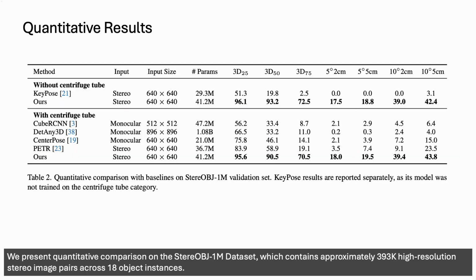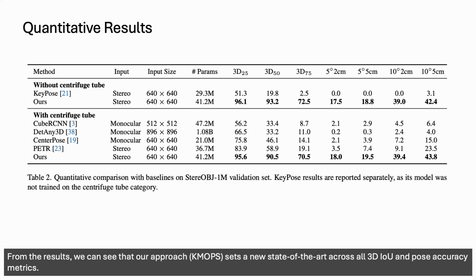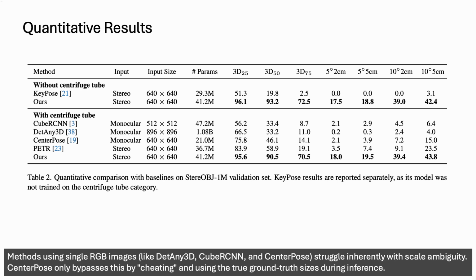We present a quantitative comparison on the STIR-OBJ-1M dataset, which contains approximately 393,000 high-resolution stereo image pairs across 18 object instances. From the results, we can see that our approach sets a new state-of-the-art across all three IoU and pose accuracy metrics. Methods using single RGB images like Detect-Anything-3D, Cube R-CNN, and CenterPose struggle inherently with scale ambiguity. CenterPose only bypasses this by cheating and using the true ground truth sizes during inference.